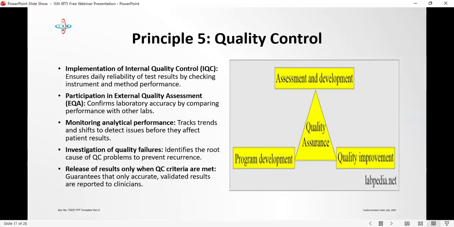How are the results released when the QC material is not met? Do you have a way to validate results? Can you rerun tests that have been done before? Is it documented? Is everybody aware?